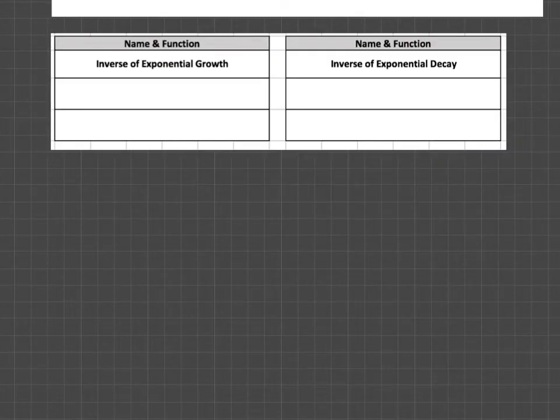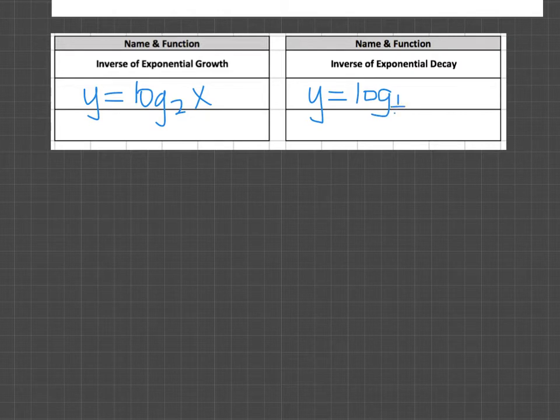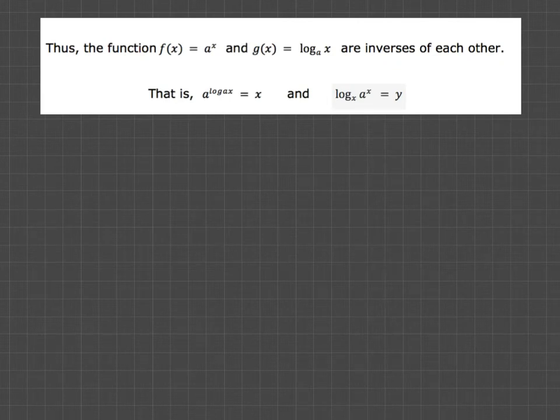Okay, let's go back and finish off the name of the inverse of exponential growth and inverse of exponential decay. So the inverse of exponential growth is y equals log base 2 of x, what we just found. And then the inverse of exponential decay is y equals log base 1/2 of x. The only thing that's different here is the base. We can also generalize now and say that the function f of x equals a to the x and g of x equal to log base a of x are inverses of each other.